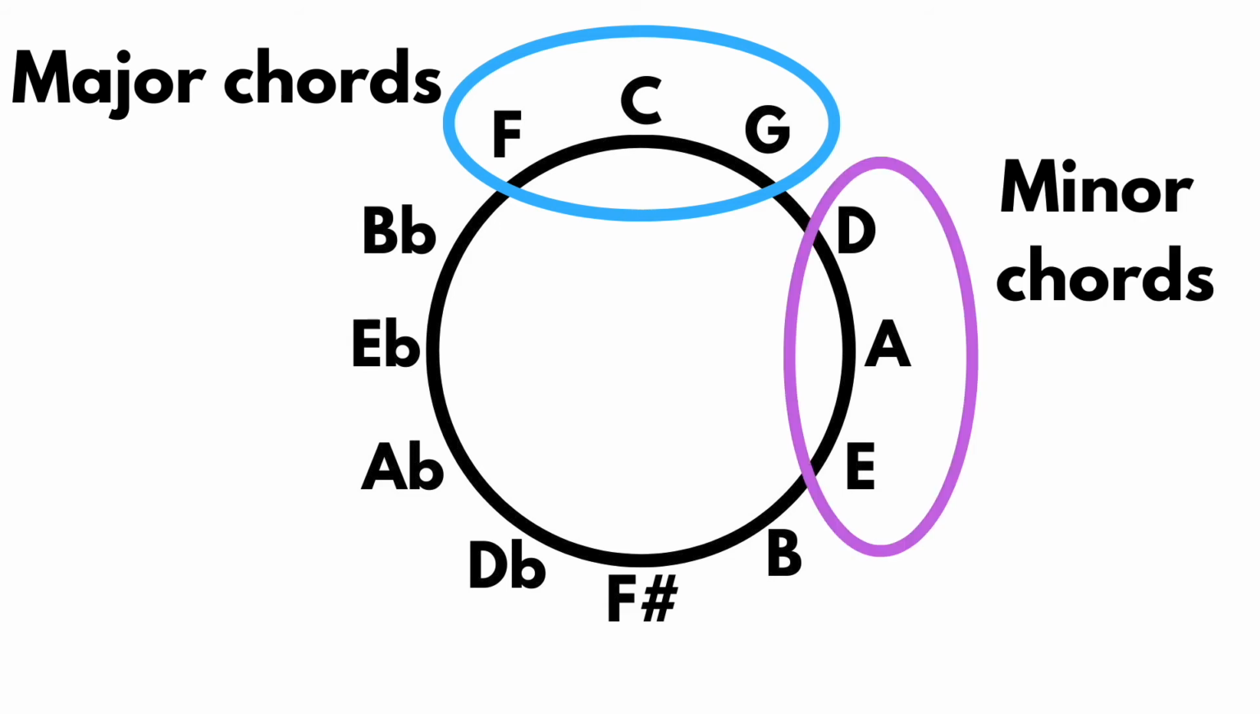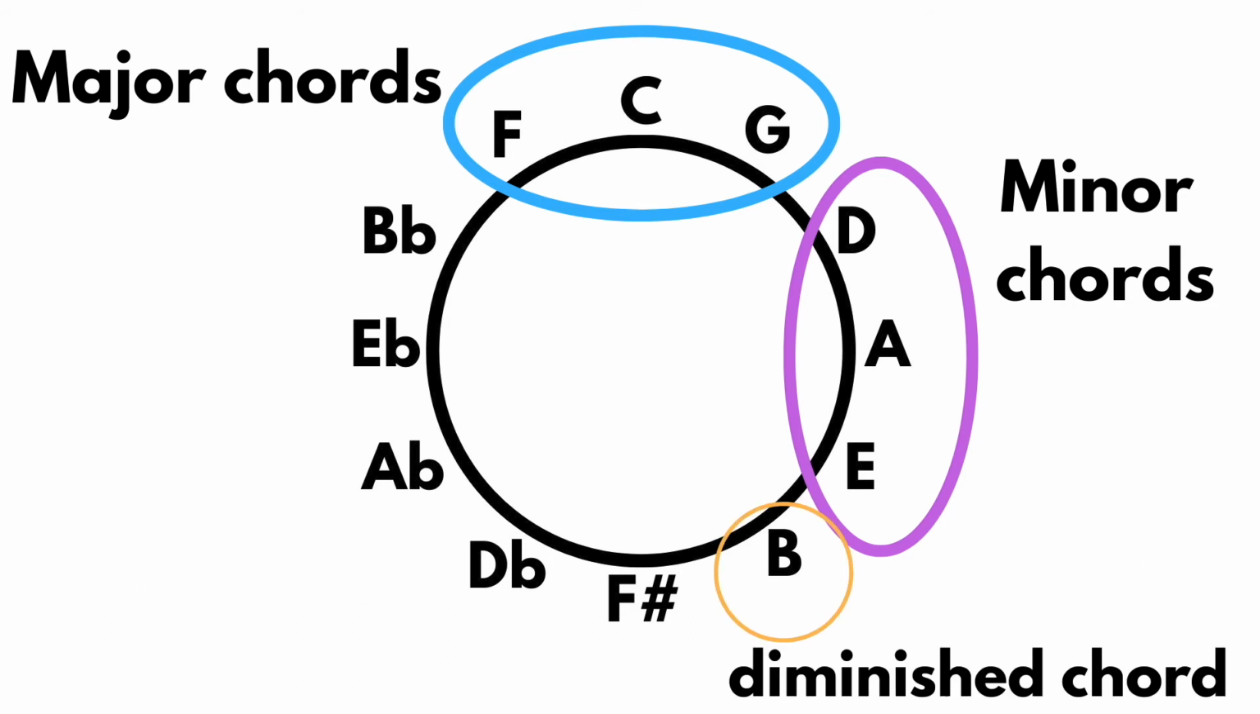The next three keys following the major chords going clockwise are minor chords. So in this case, we will have a D minor chord, an A minor chord, and an E minor chord. And the last key that follows the minor chords going clockwise is a diminished chord. So in this case, we have a B diminished chord. This trick can be done with any particular key using the circle of fifths.